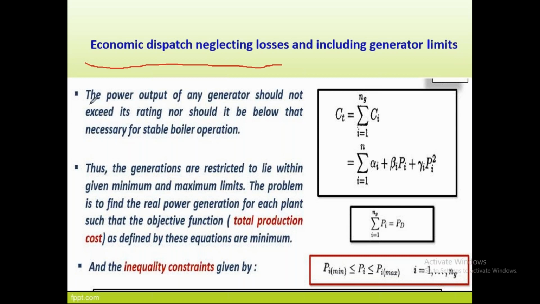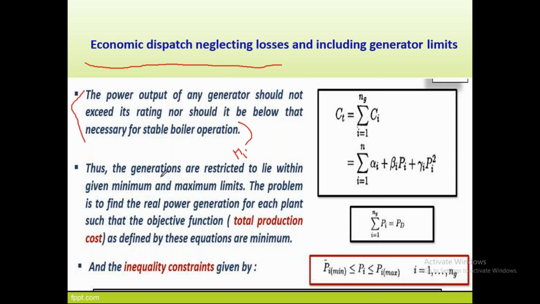Let's see this condition. Every generating unit has certain limits. Why? Because every unit has to generate within the limits, that is, the minimum value and the maximum value. It should not generate more than the maximum value or less than the minimum value. If it does, its performance will be in a worst condition, so it requires some modifications and maintenance. So every generating unit has to generate power within the maximum and minimum limits only.